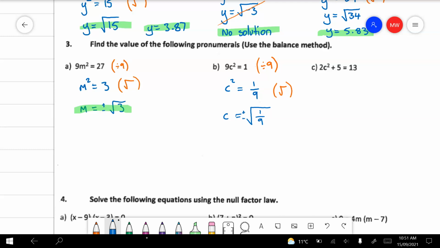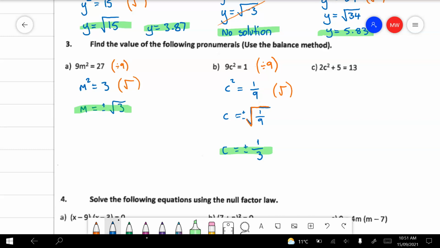And what you can do with this one is we can simplify this. So if you got to this point, that's great, but we can go a little further. That square root sign here applies to both the 1 and the 9. Square root of 1 is 1, and the square root of 9 is 3. So the most correct answer for this is that c is plus or minus 1/3.